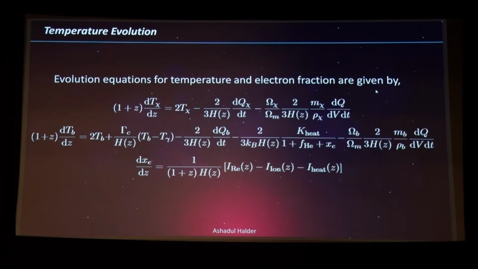Now incorporating all of this, the evolution equations for the baryon temperature, dark matter temperature, and electron fraction take this form. Here, dQ_chi/dt and dQ_b/dt are the terms which represent the cooling or heating effect due to baryon dark matter interaction, while this K_heat is the amount of energy which helps to increase the baryon temperature due to primordial black hole evaporation, dark matter annihilation and decay. And this dQ_v/dt corresponds to the viscous flow of dark energy.